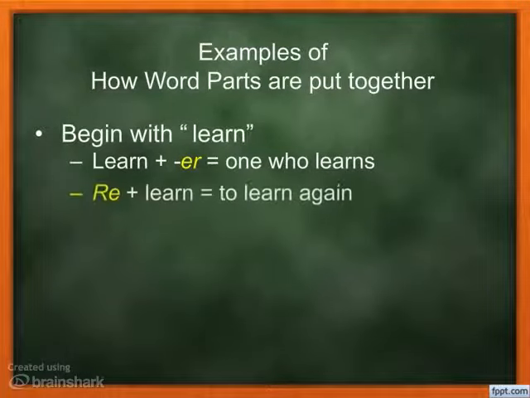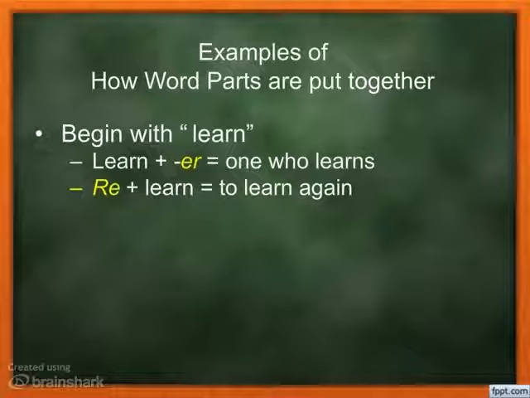So here's an example of how a word is put together. If the word is learn, you put a suffix on it, -er, and now it becomes one who learns. If you take the re, switching the er around, and you put that in front of the word, so it becomes the prefix of the word, now you have relearn, so someone who needs to learn again.